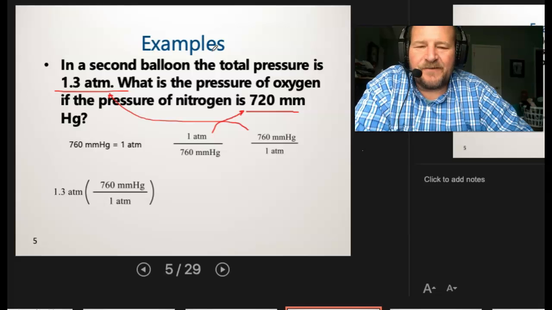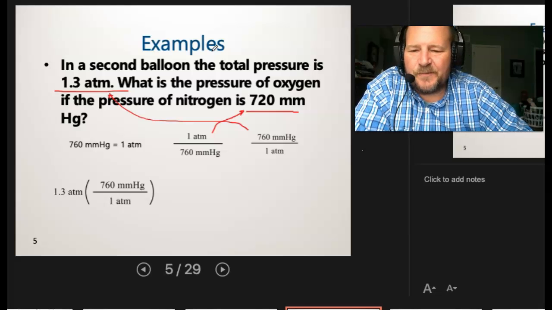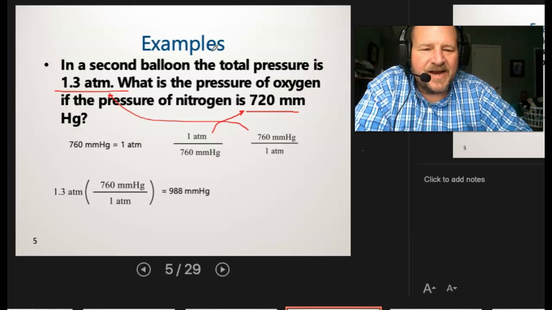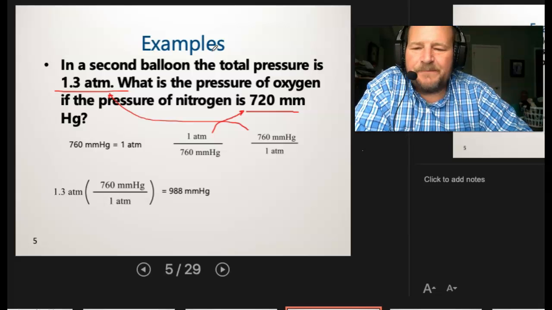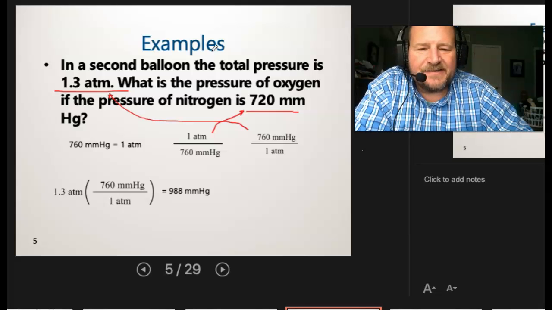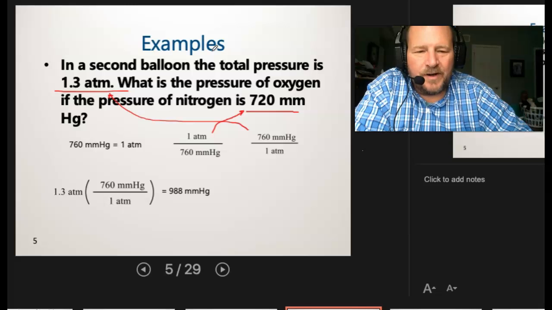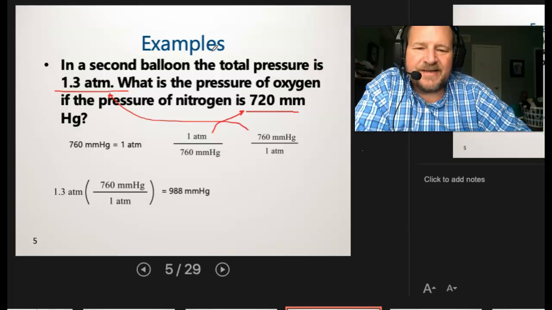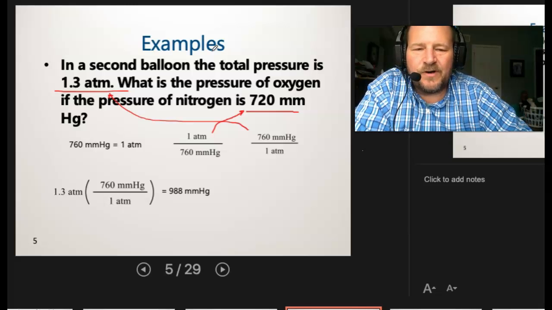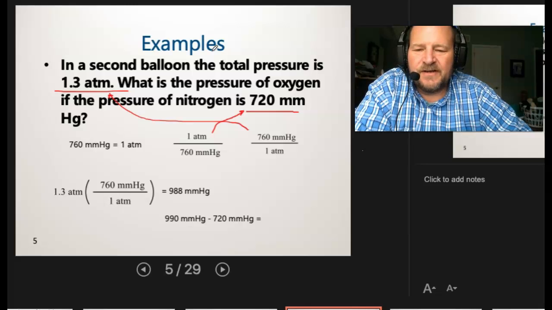In this case, I'm going to convert everything to millimeters of mercury. So I'm going to take 1.3 times the 760. That's going to give me 988 millimeters of mercury. Now again, don't forget those pesky sig figs. How many sig figs do we get here? Well, the 760 to 1 is a conversion unit that's considered exact. So it's the 1.3 atmospheres that tells me I can only have 2 sig figs. So I'm going to turn the 988 into 990.